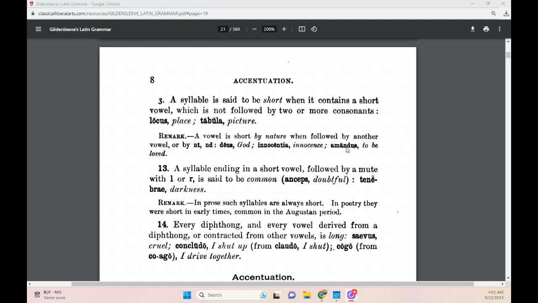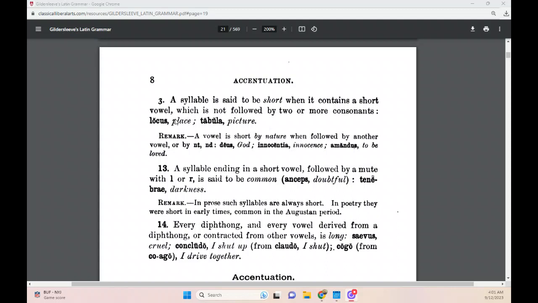We then have amandus, amandus. We have a short vowel a followed by n, de, which is a special combination of consonants, so that will be considered short by nature. And remember, that's just a remark, so don't let that confuse or distract you from the general rule, which is stated here. Keep it simple.